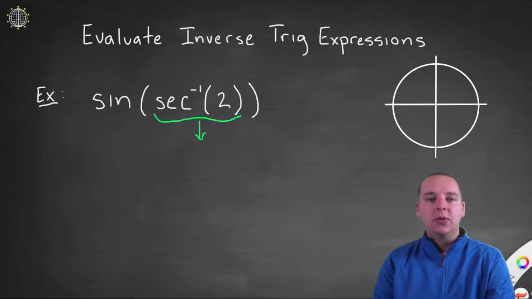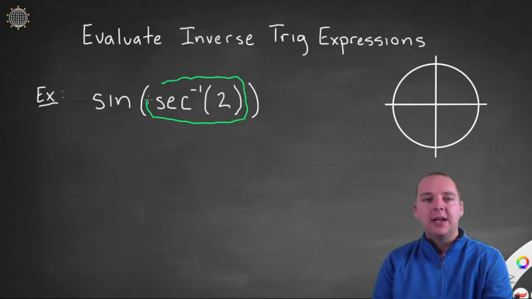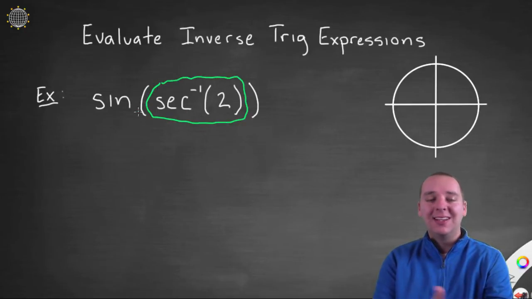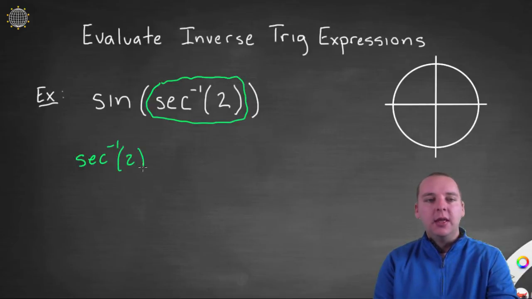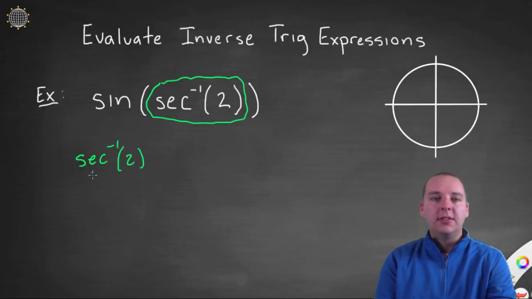So I'm just going to work through a couple of examples here. All right, so first up is sine of secant inverse of 2. It's a very weird quantity. The way we start all of these types of problems is we ignore the outside and just look at the inside, because we have to evaluate that before we can take sine of it. So I'll color code these. I'll do this part in green. I'll take secant inverse of 2 and try to evaluate that off on the side.